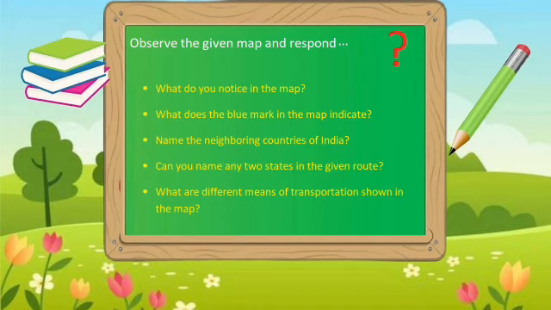What do you notice in the map? What does the blue mark in the map indicate? Third one, name the neighboring countries of India. Next, can you name any two states in the given route? And last one, what are the different means of transportation shown in the map?